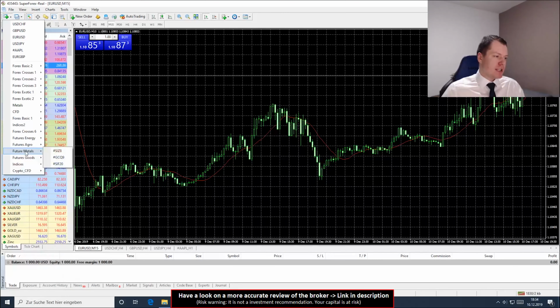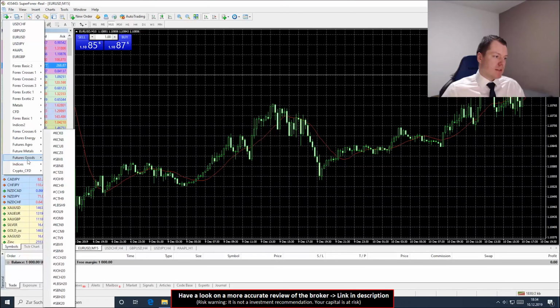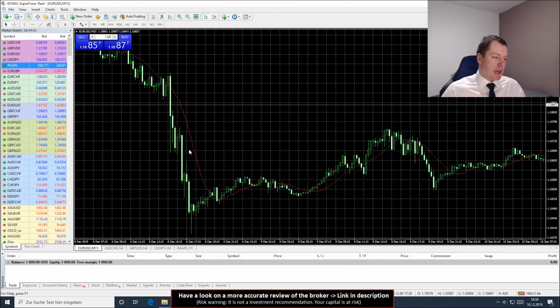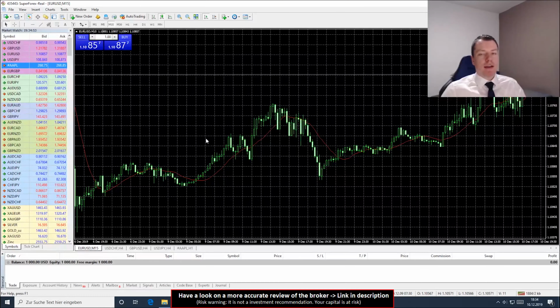And you can trade here other instruments like metals. You can see here future contracts which are available. You can trade here the indices. You can trade for example the S&P 500. And I will make for you an example trade in the Euro US dollar.